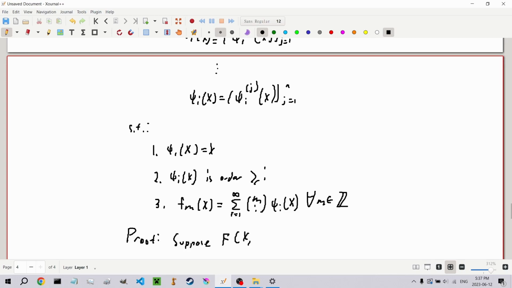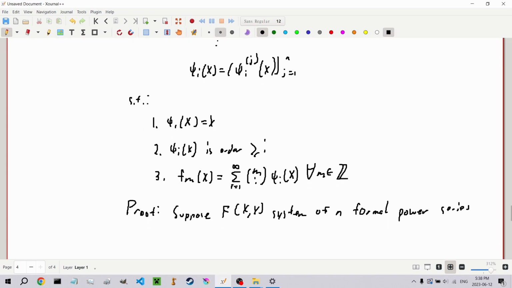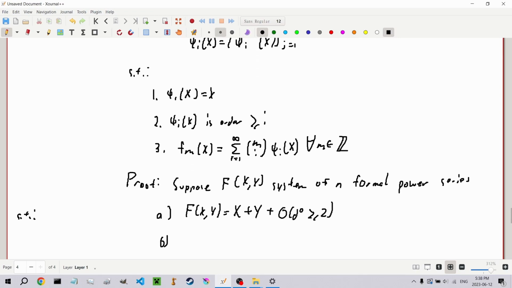Suppose f(x, y) is a system of n formal power series such that, first off, f(x, y) is x plus y plus higher order terms. Secondly, we have a left identity in 0.